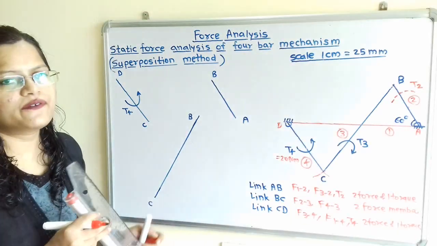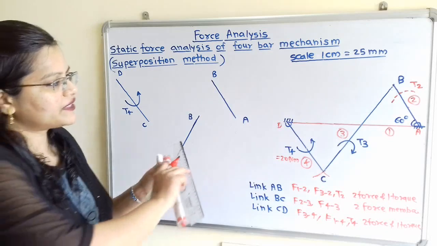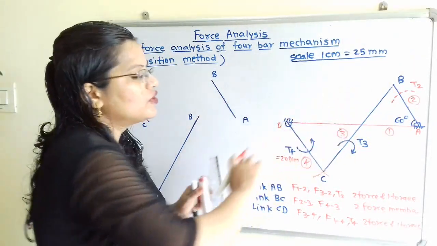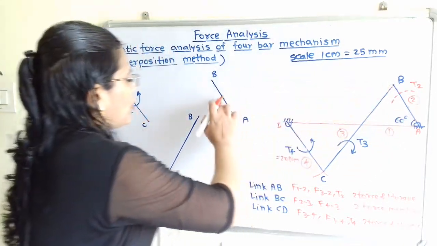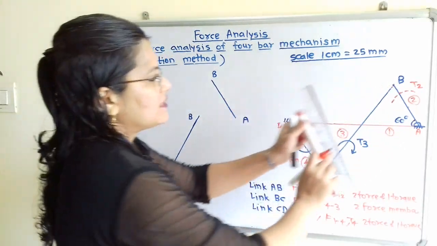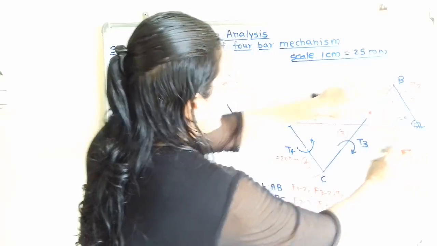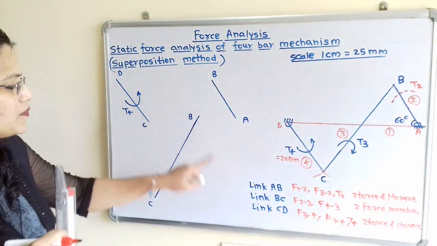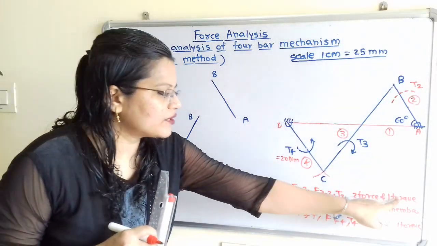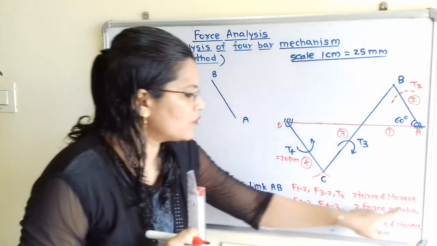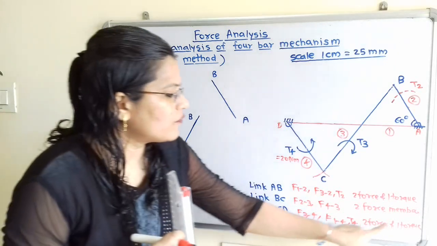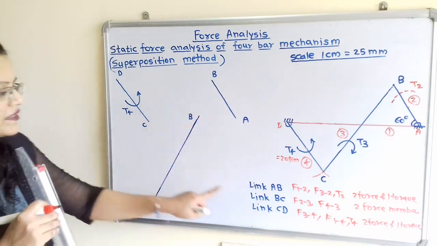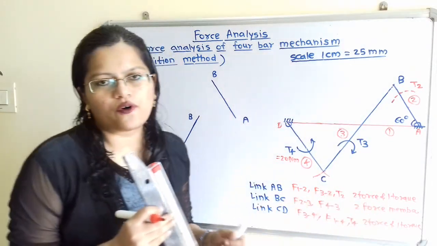Now we will draw the free body diagram. For this, with reference to this diagram, we have to transfer all these links. The length should be the same and all the lines should be parallel to these links. So we have to transfer with the help of a roller. Now if we observe, link AB is a 2 force 1 torque member, BC is a 2 force member, CD is a 2 force 1 torque member. So the simplest member is link BC, which is a 2 force member.